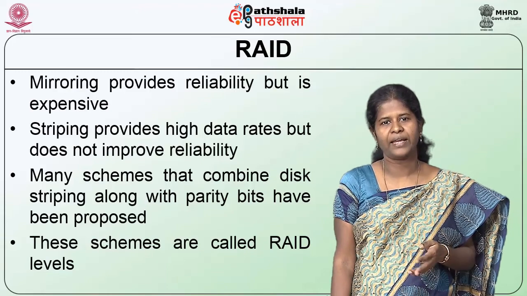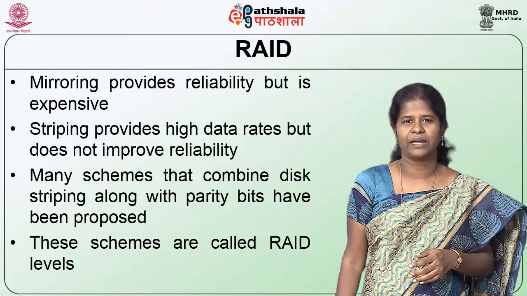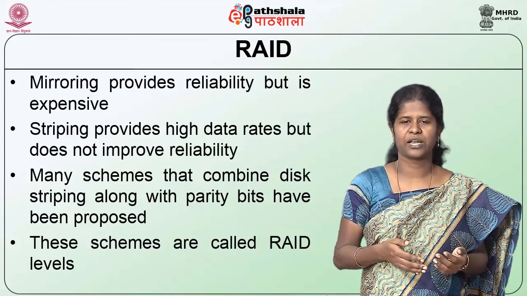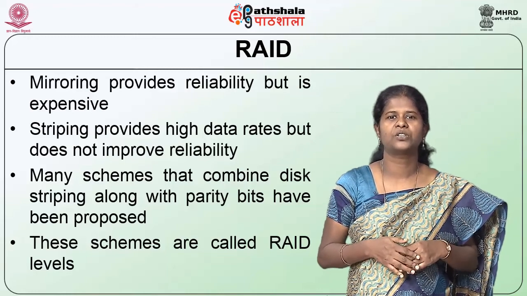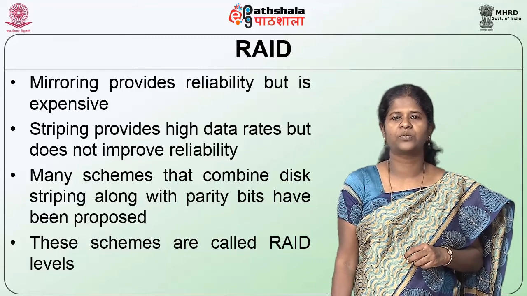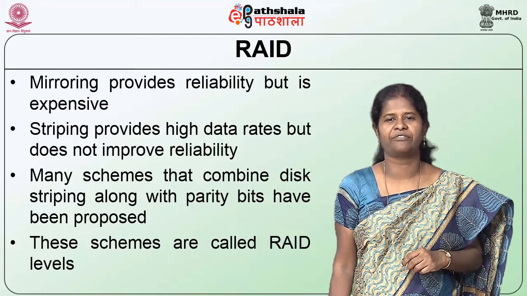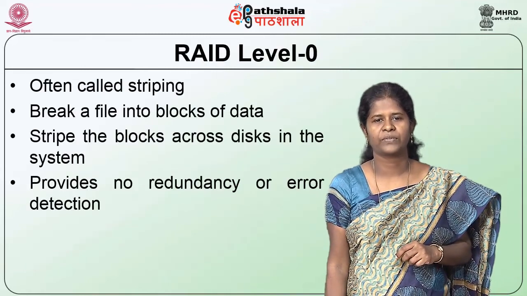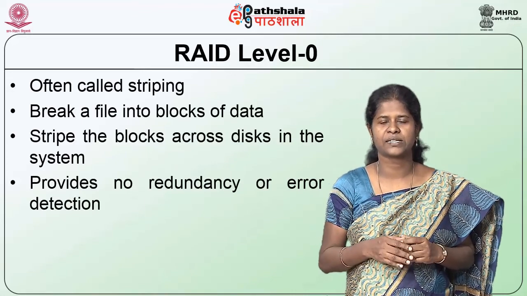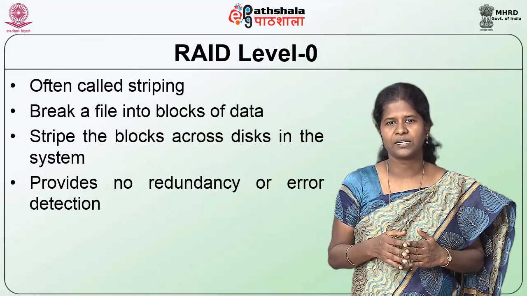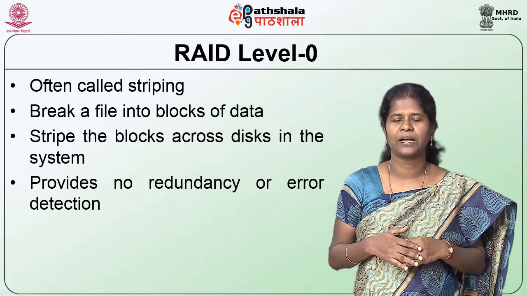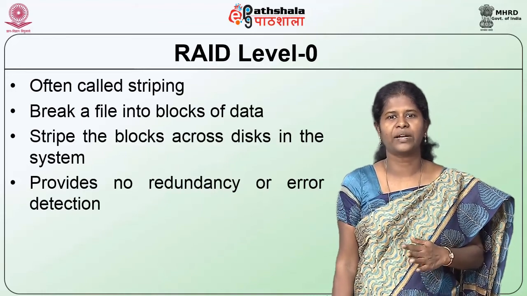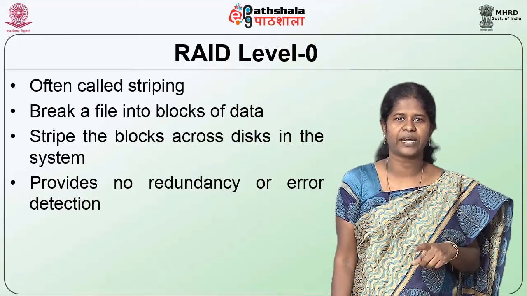Striping will provide high data rates, but it does not improve the reliability. So, many schemes were developed which combine disk striping along with parity bits to improve the reliability and to improve the performance. These schemes are called different RAID levels. The first is RAID level 0. This is often called striping. Here a file is broken into blocks of data, and the blocks are striped across different disks in the system. And there is no redundancy here, there is no error detection done in RAID level 0.